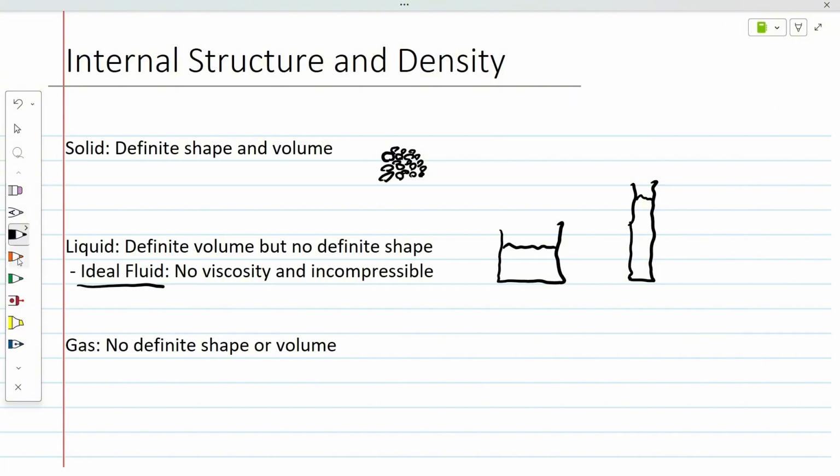What incompressible means is that if we had this fluid here, let's say there are molecules, and we have a piston pushing down. Even if we applied a force, the volume would not change and the piston would not go downwards, and that's what incompressible means. Okay, and so gases have no shape or volume.